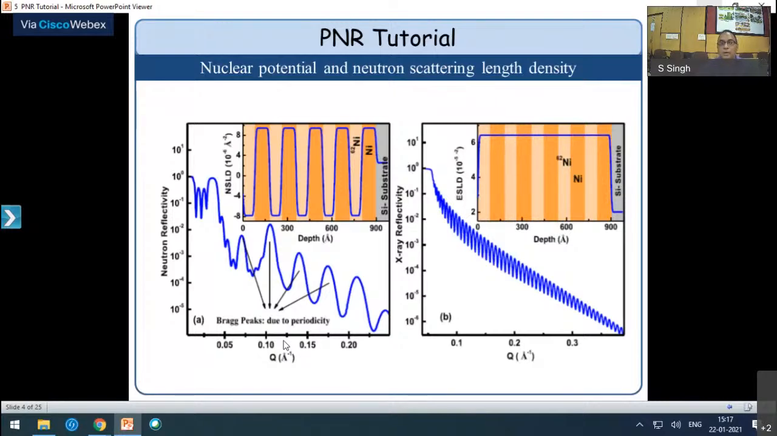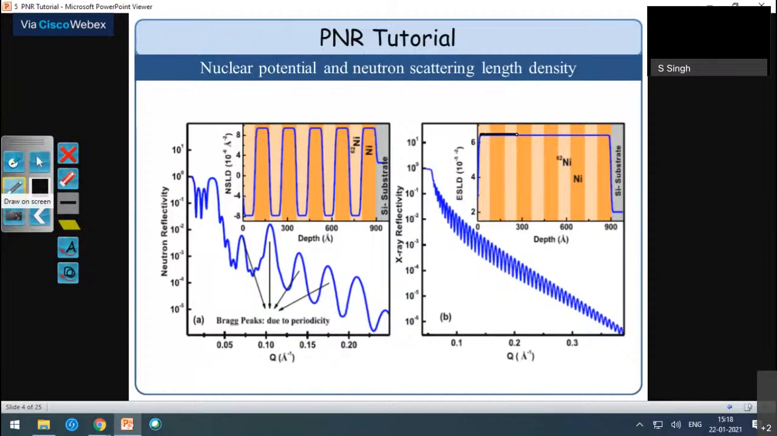Okay, so here you can see the Bragg peak from neutron reflectivity, but in case of X-ray, because X-ray can't distinguish natural nickel and nickel 62, it is just a single layer for X-ray. And you can see from this scattering length density profile that for X-ray it is a uniform thick layer of nickel, because you can't distinguish between natural nickel and nickel 62, whereas for neutron it is a multilayer. So this contrast we can use when we want to study some particular films, like diffusion of these different isotopes in a multilayer. Then from neutron we can clearly distinguish the same.